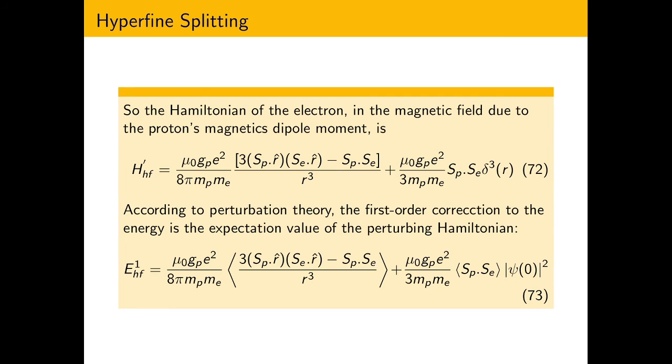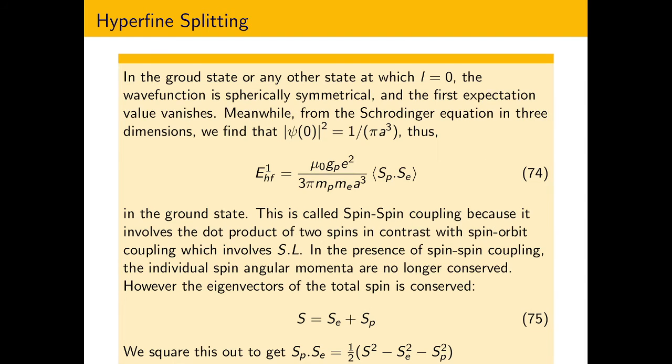So our ridiculously complicated equation that literally pushed this numbering aside is transformed into something much simpler if you make 2 assumptions. This is the ground state, and a different phenomenon occurs here. This S_p·S_e is quite different from the S·L that we saw. This is actually called spin-spin coupling, not spin-orbit coupling, because it involves the dot product of 2 spins, in contrast with S·L.